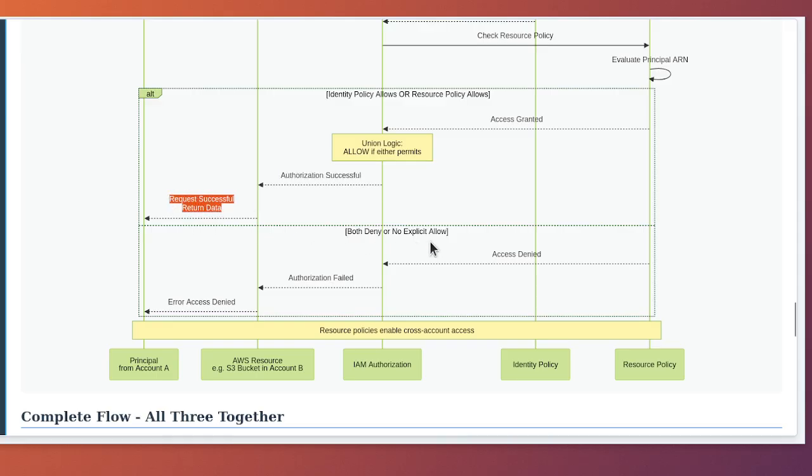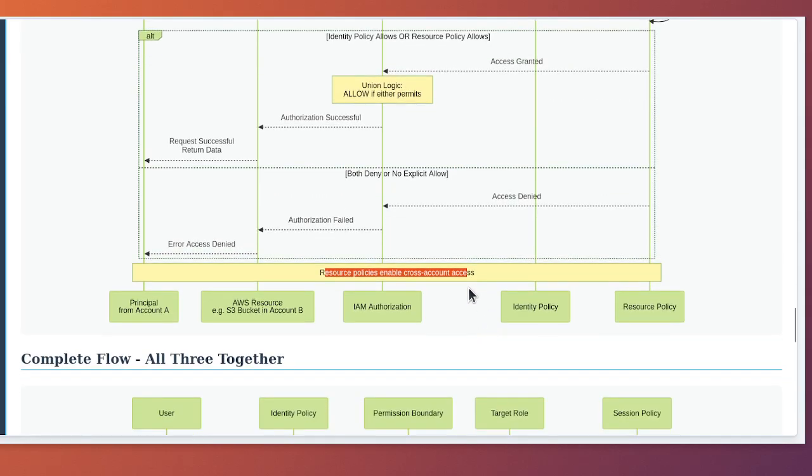In the failure path labeled both deny or no explicit allow, resource policy responds with access denied. IAM authorization sends authorization failed to resource, and resource responds to principal with error access denied. The note at the bottom emphasizes that resource policies enable cross-account access, allowing principals from other accounts to access resources without requiring role assumption in the resource's account.